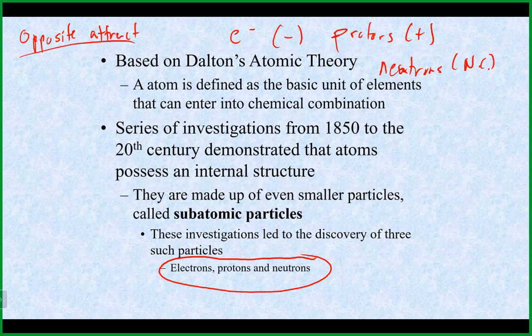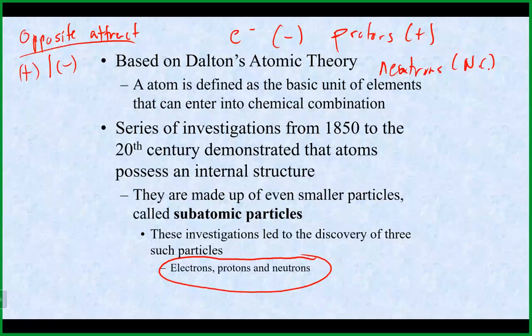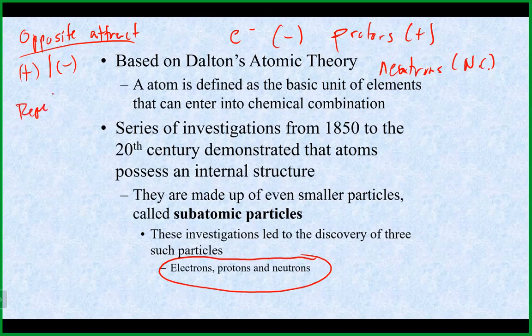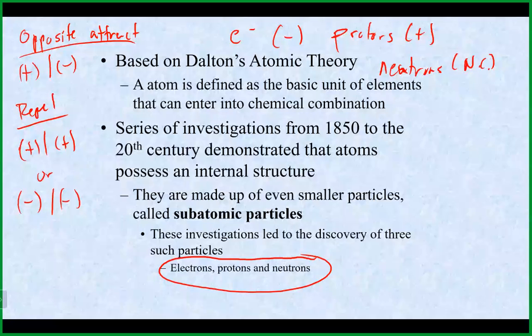So once again, anything that is positive will be attracted to anything that is negative. And things that have the same sort of charge will repel each other. So anything that's positive and positive do not like to be around each other, or anything that is negative and negative also do not like to be around each other. So this idea of opposites attract was really useful in a lot of these experiments that were done to understand these different types of particles and maybe where they are located within the atom. Any questions on that there?